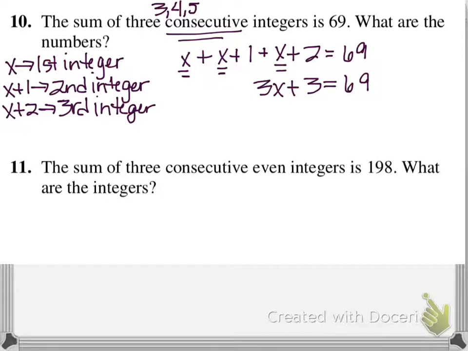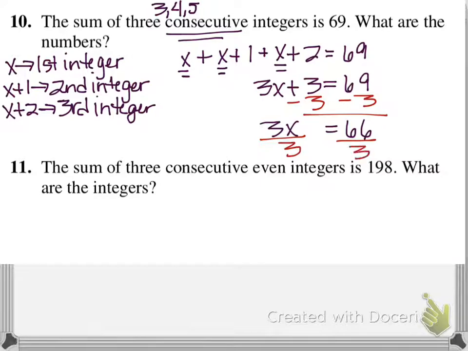And now I can start solving. So I need to isolate my x term. That's going to give me 3x equals 66. Divide both sides by 3, and I'm going to get x equals 22.